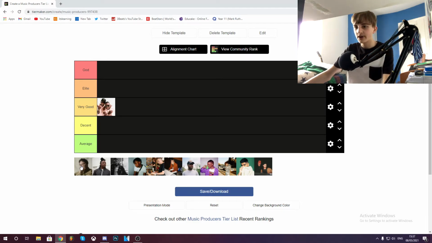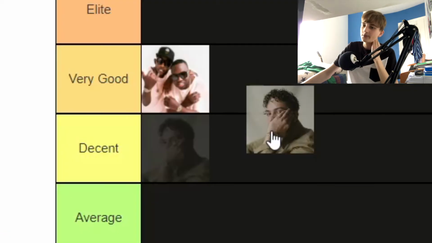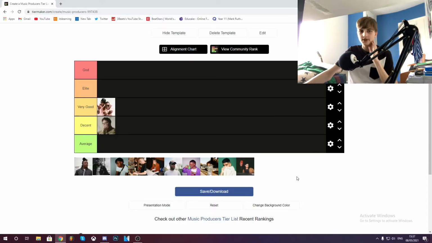But in terms of producing power, I feel like I want to put him at decent. I'm going to leave him at decent for now, just because I feel like he is a very good producer in the sense that he has got very big placements, but in terms of his actual beats, they're quite repetitive, and if you were to listen to it as an instrumental, it probably wouldn't be as attractive than if you were just listening to it with an artist on it.